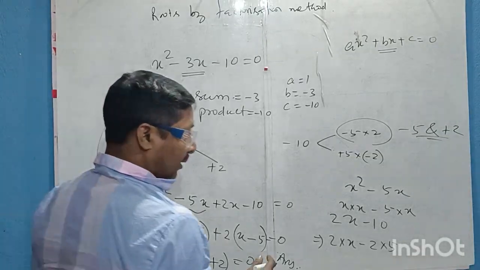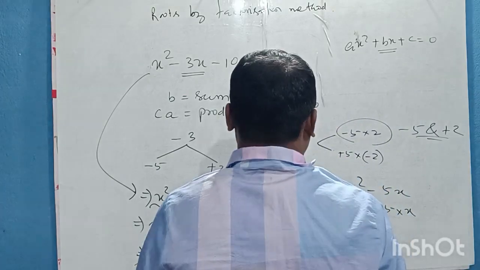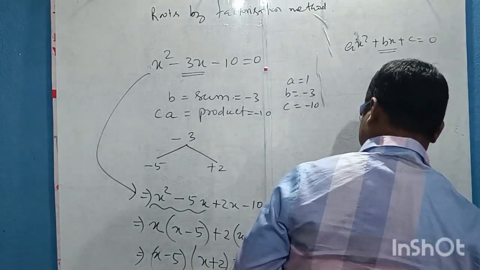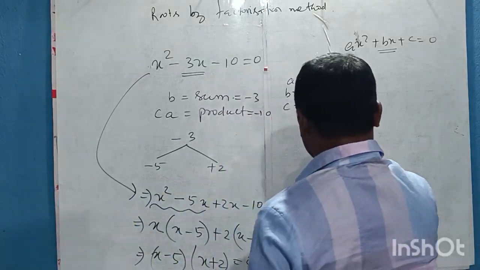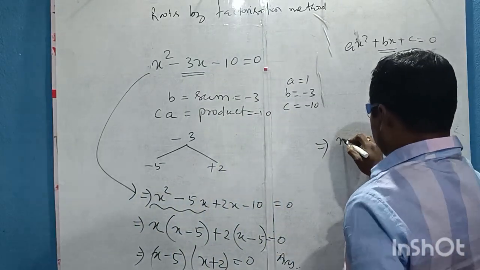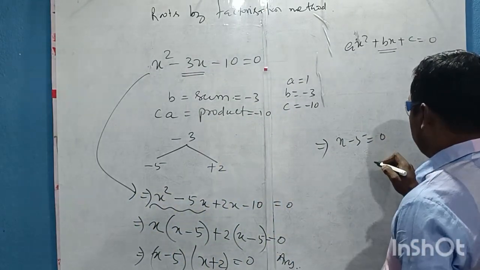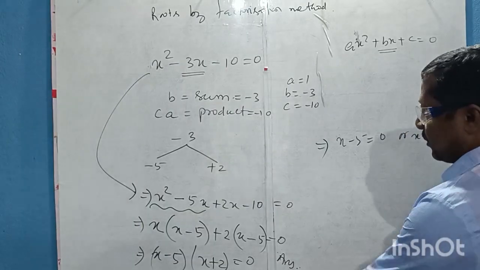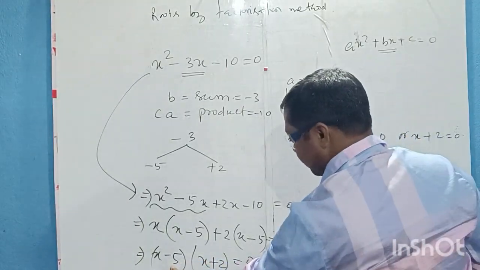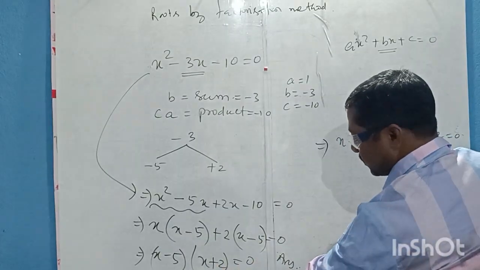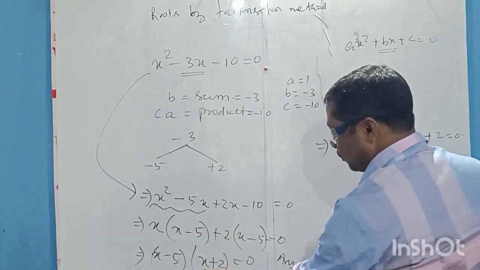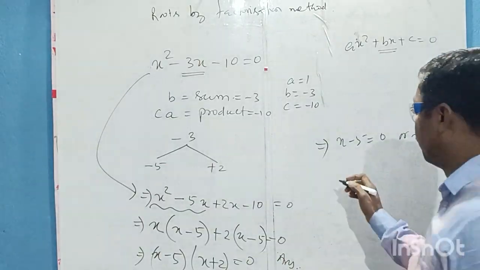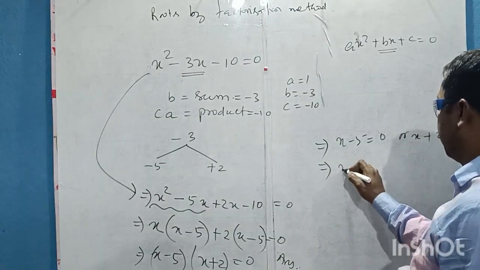Okay. So finding the roots is not completed. This factorization is completed, so we have to proceed with another step. x minus 5 equal to 0 or x plus 2 equal to 0. See, x minus 5 will be 0 by this, equal to 0, and x plus 2 will be 0 by this, again 0. So x will be how much?